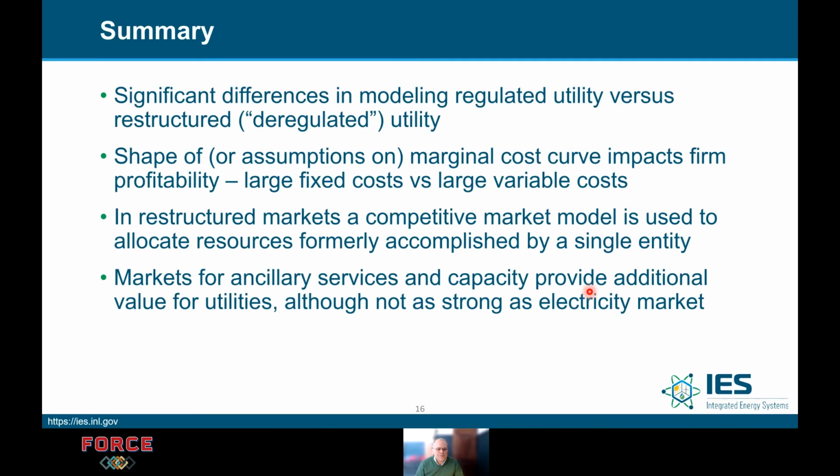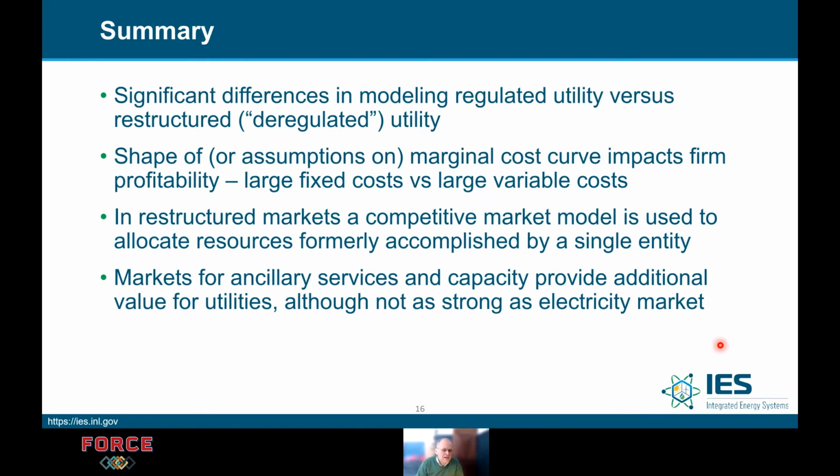So to summarize, the points that I want to leave you with are that there are significant modeling differences related to the economic performance of a regulated utility versus a deregulated utility. The shape of, or the assumptions about, marginal cost significantly matter to the firm's profitability, particularly because we have large fixed cost generators who are competing against entities that are large variable cost generators. That plays on the economics at the level of the firm.